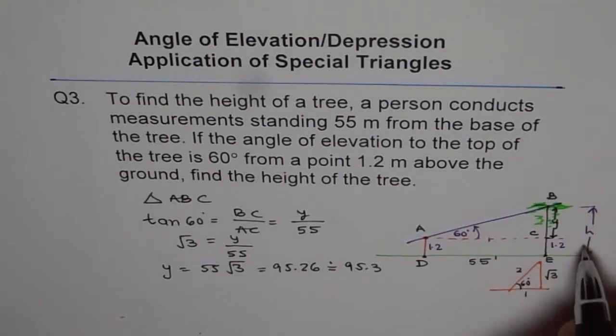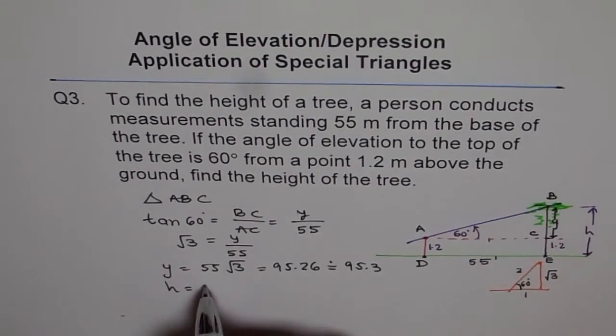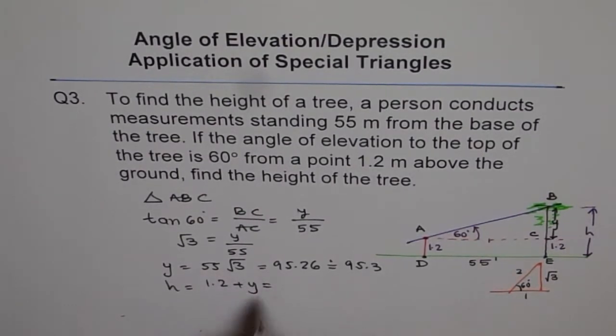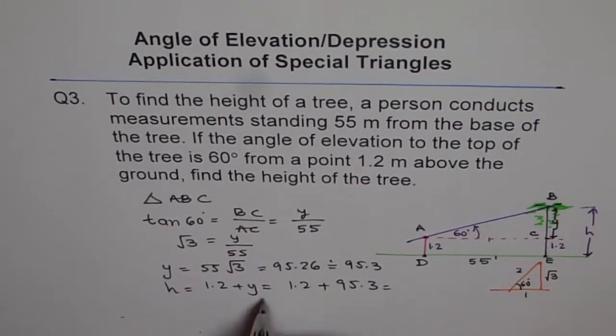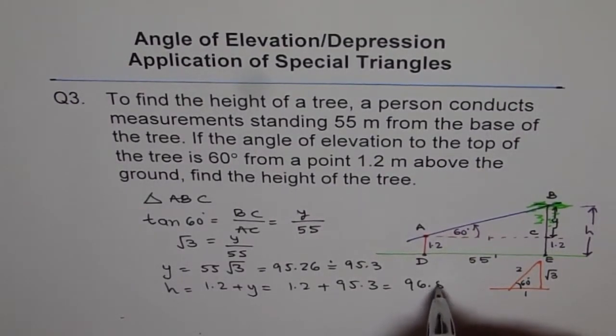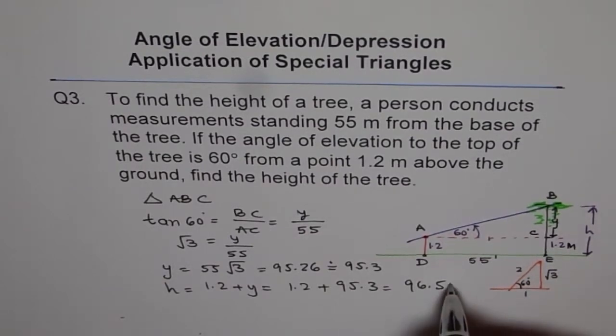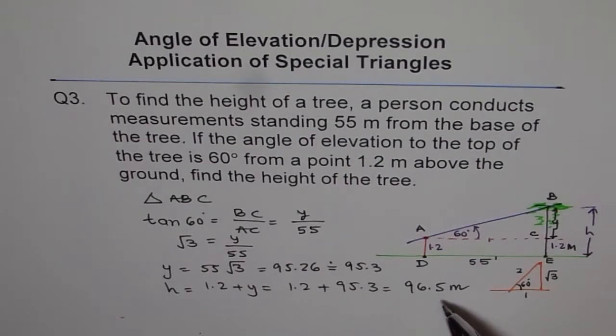So the total height of the tree, which is h, is equal to 1.2 plus y. So I could write this as 1.2 plus 95.3, and that gives me 96.5, and the units are meters. So that is the height of the tree. See how easily we could do this problem by knowing our special triangles, correct? So that answer is to 1 decimal place.